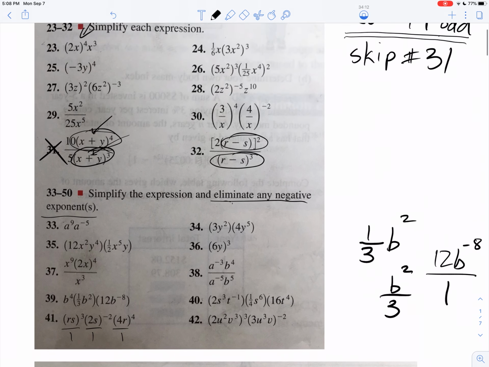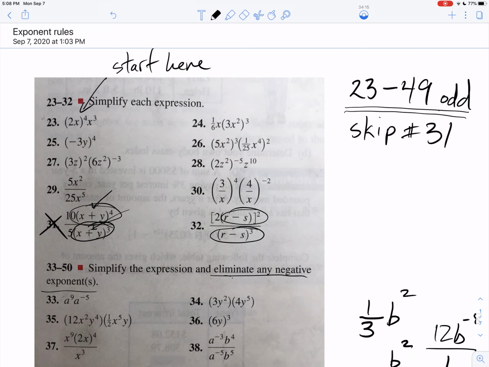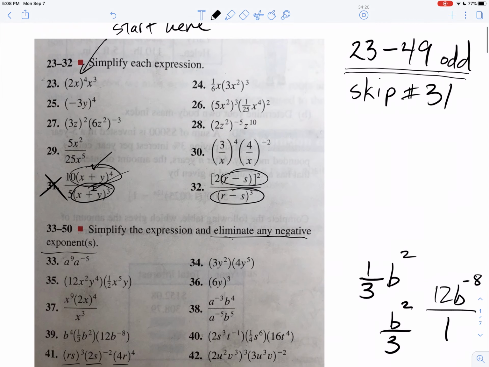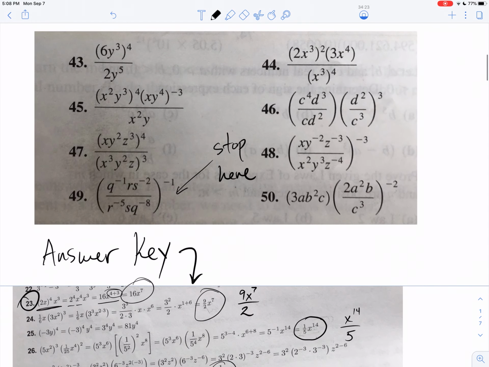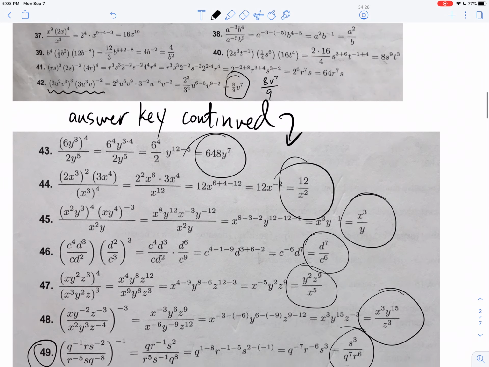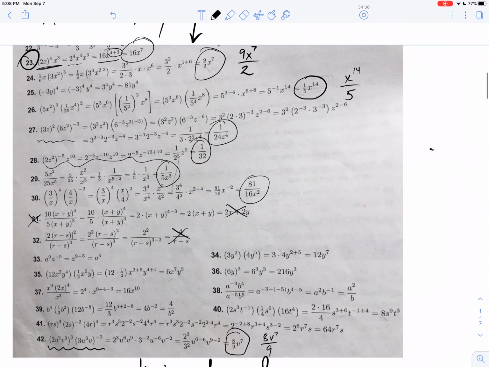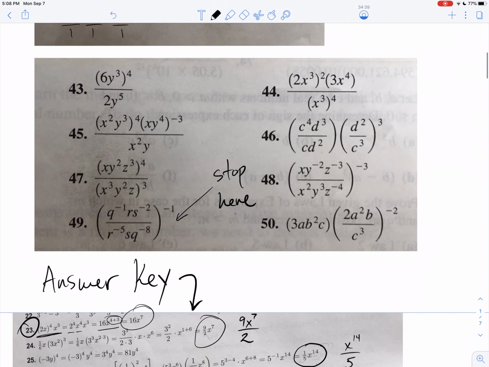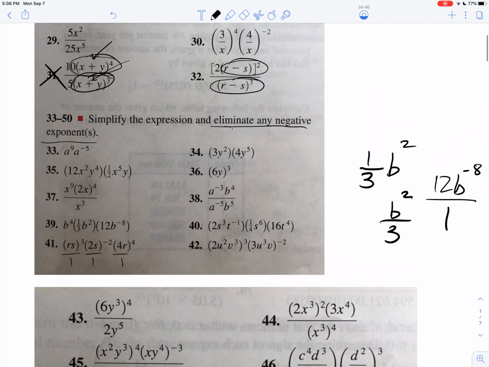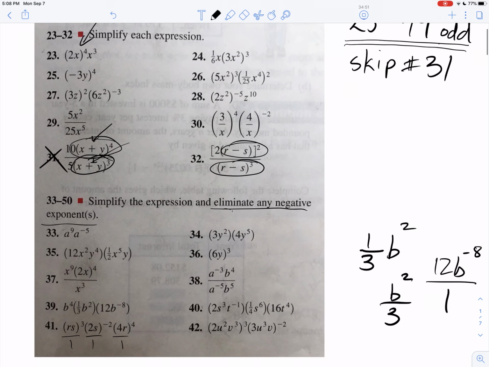So once again, what do I want you to do? 23 to 49 odd, skip number 31 because 31 has binomials. We'll talk about that later. And check your answers as you go. And always remember, if you get stuck, ask. I will help you out. And then answer key, you can pause it, take a picture of it, etc. All right, guys. The next lesson is a super short video because you already know how to do everything if you know these rules. So here's the work. Sorry, I'm moving it all over the place. Pause it, take a picture of it, and good luck.